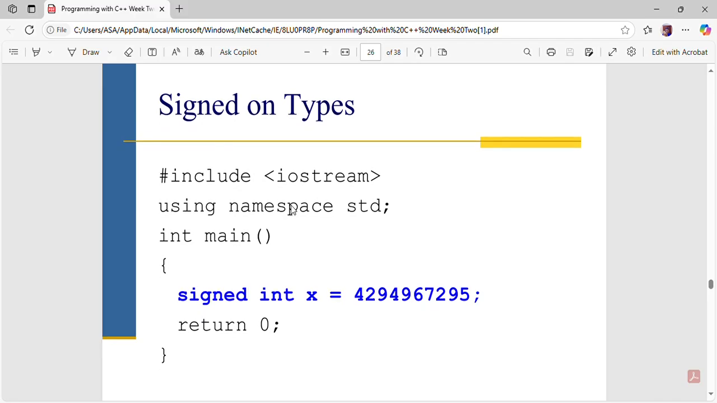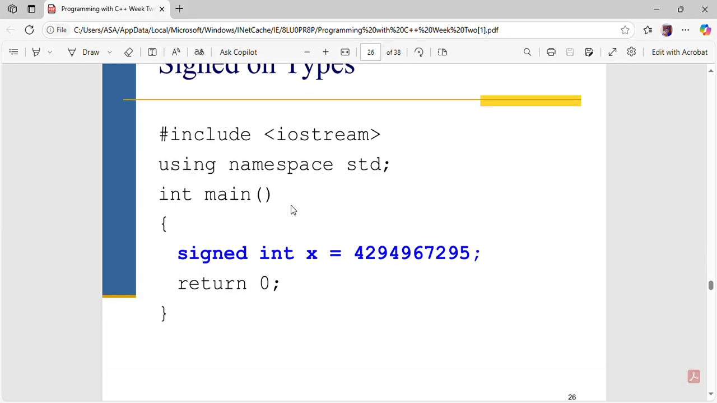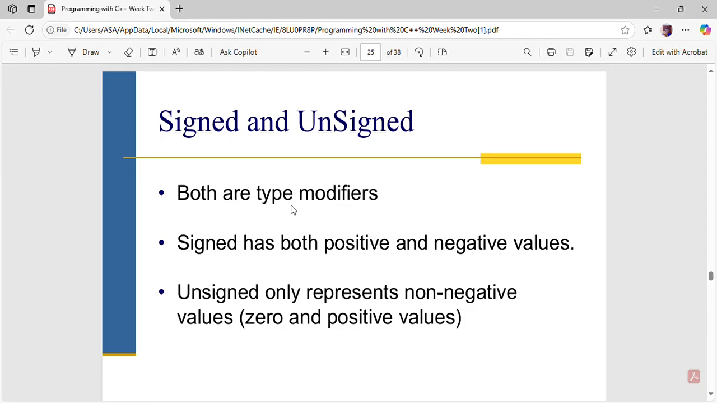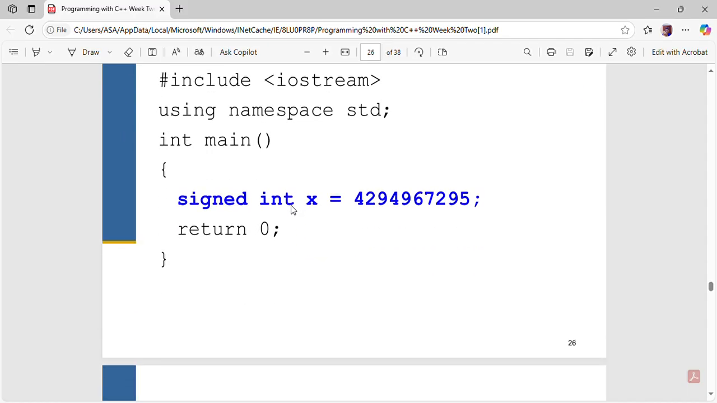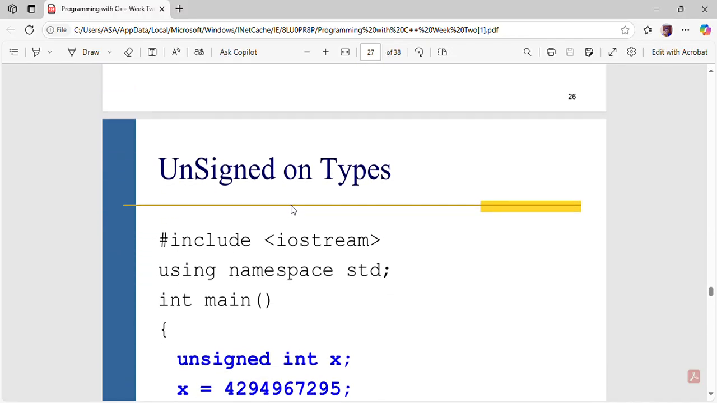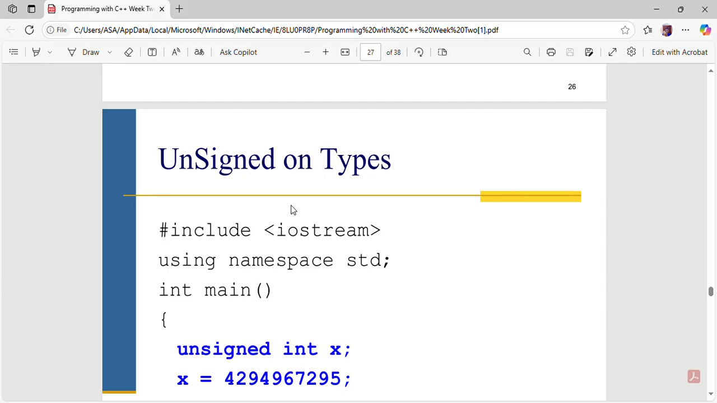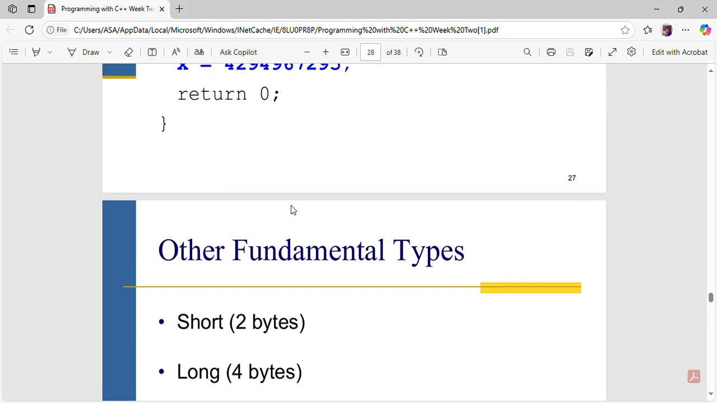Let's look at some signed types. So signed int x equals, then the value, since it can represent both positive and negative values. So signed int x equals 4294 and so on. And then let's look at the unsigned types.